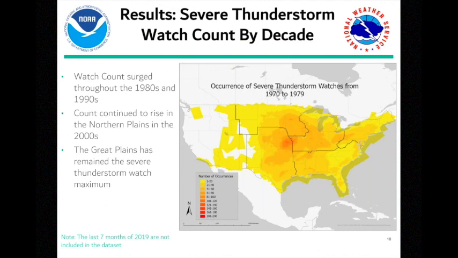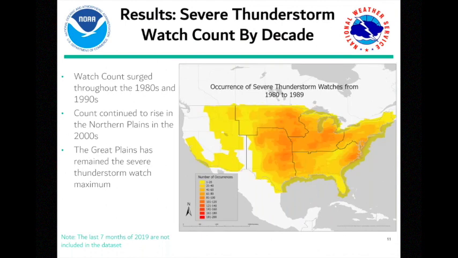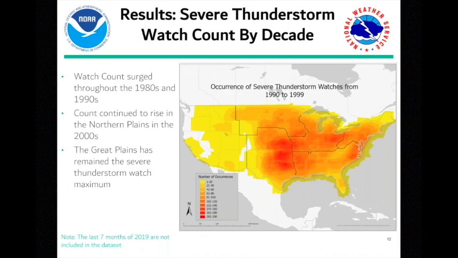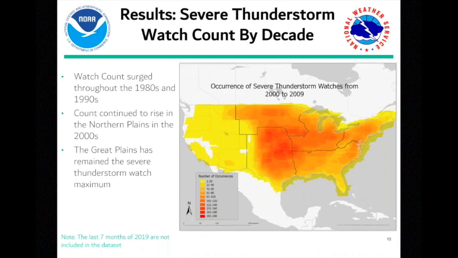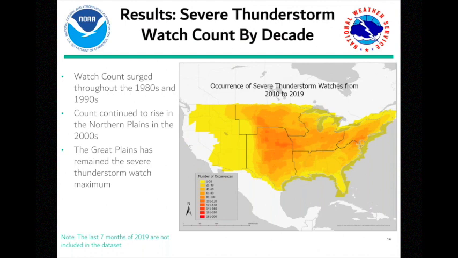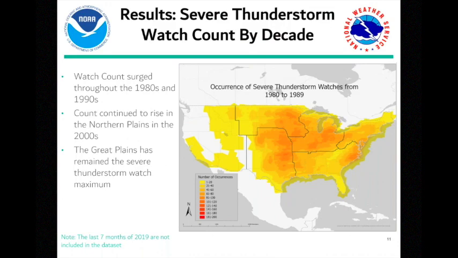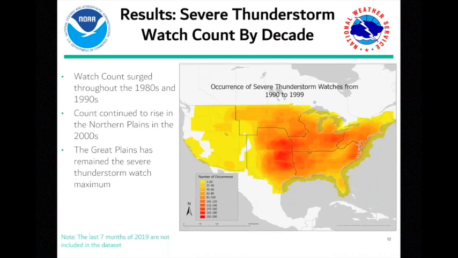Here we have severe thunderstorm watch count by decade. If I jump from the 70s to the 80s, you'll notice a general increase across most areas in the country, and this trend then continues into the 90s. As we move into the 2000s, most areas stay somewhat steady or start to decrease, other than the Northern Plains, which still continue to rise. Then into the 10s, everywhere again generally sees a decrease. But no matter what decade you look at here, the Great Plains remains the severe thunderstorm watch maximum.